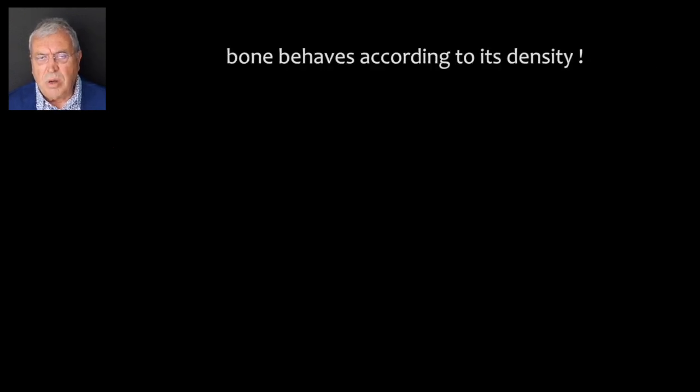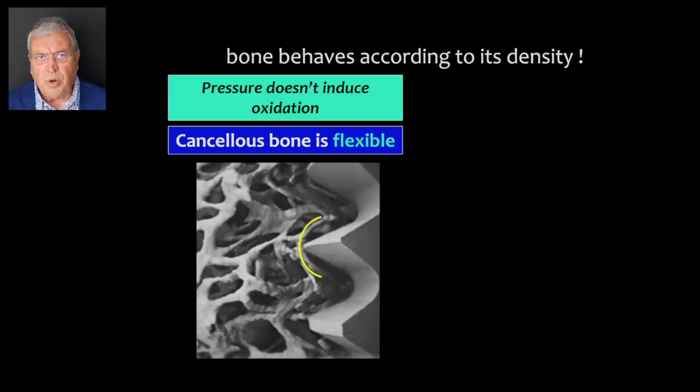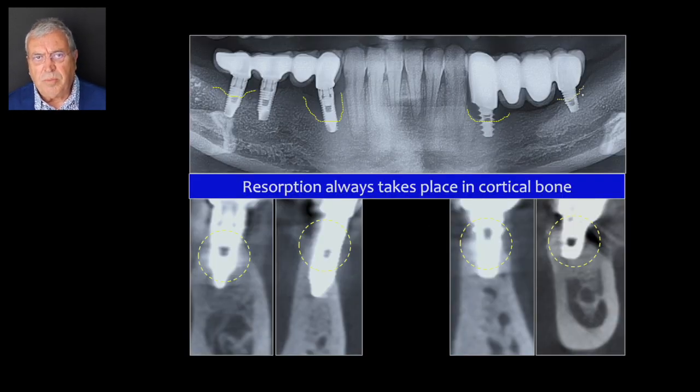In the bone, when it's cancellous, it's flexible, and then the pressure will not induce oxidation. We can put torque on cancellous bone. But on the cortical level, this bone is very rigid, and then the pressure will induce high stress and oxidation. If we take a look at the implants with peri-implantitis, we will see that the resorption always takes place in the cortical zone.